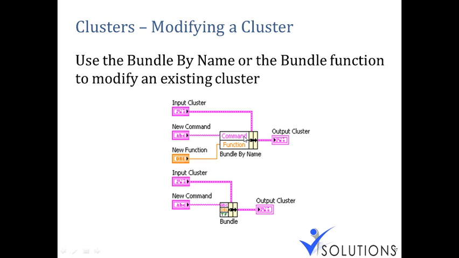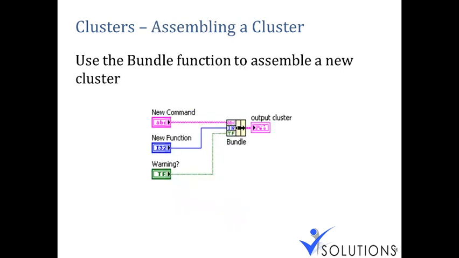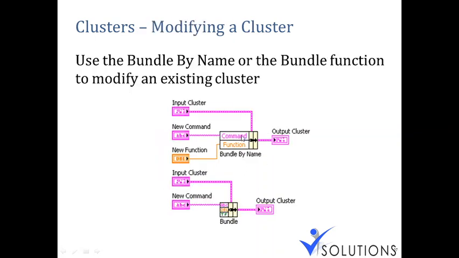Now, modifying a cluster. If you have a ready-made cluster, the previous option is like creating a cluster. The individual data are clubbed back into a cluster. They are assembled into a cluster. The next method is modifying a cluster. If you have a cluster, how do you modify a particular element in it? For that, you use a function called bundle by name, where the elements are accessed based on their labels. You can see this is a new function, and you can see the name of the function.